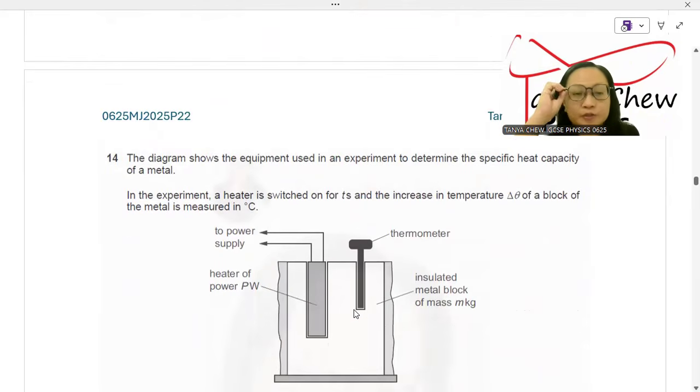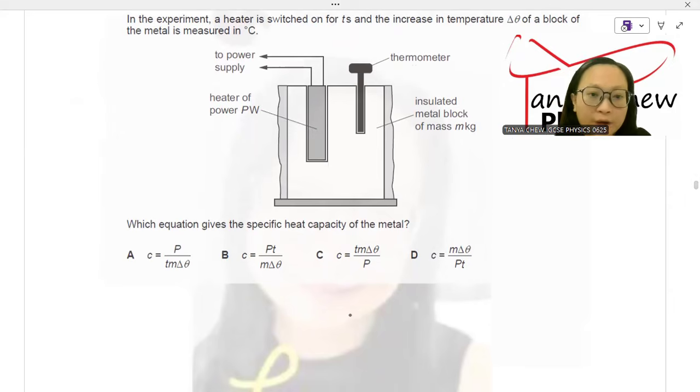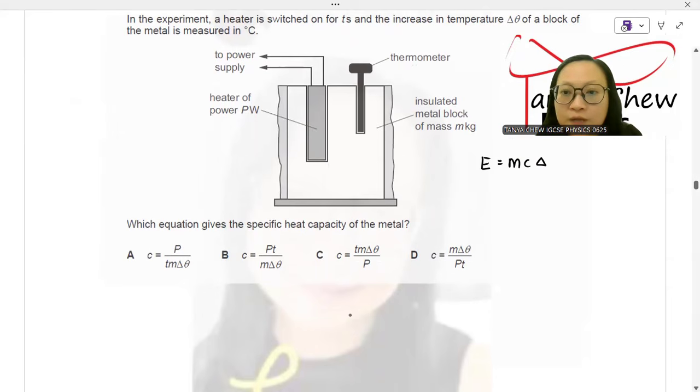Number 14, the diagram shows the equipment used in an experiment to determine the specific heat capacity of a metal. In the experiment, a heater is switched on for T seconds, and the increase in temperature delta theta of a block of metal is measured in degrees Celsius. The power of the heater is given. So which equation gives the specific heat capacity of the metal? Don't worry, write down the equation of the specific heat capacity. I remember E equals mc delta change in temperature. Make c the subject. This is the energy or thermal energy.